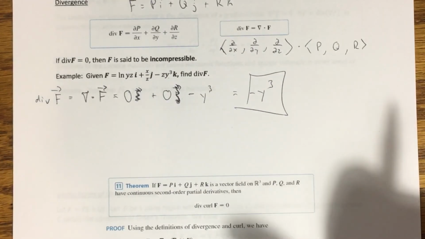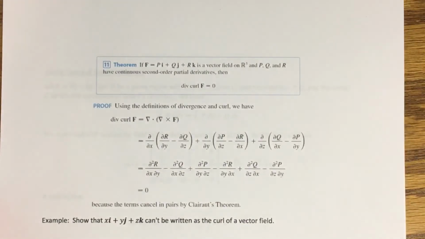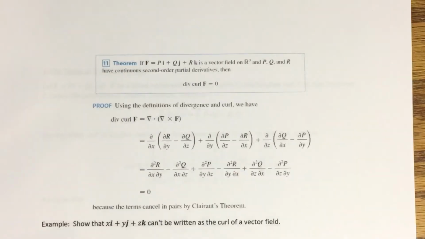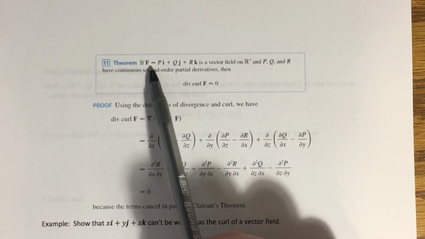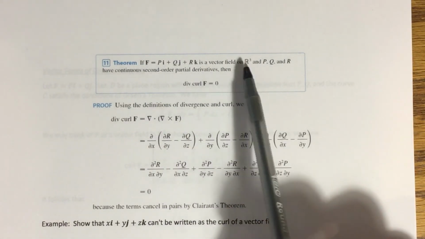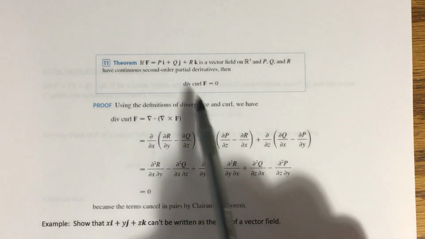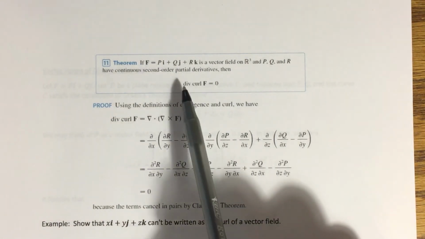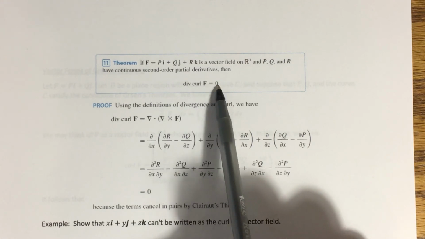There's just a quick example. Let's look at a theorem that talks about what happens with the interaction of divergence and curl. So if you have a vector field of this form, if P, Q, and R have continuous second-order partial derivatives, again, the purpose of this is because we're going to use Clairaut's theorem again, then the divergence of the curl of the vector field is 0.